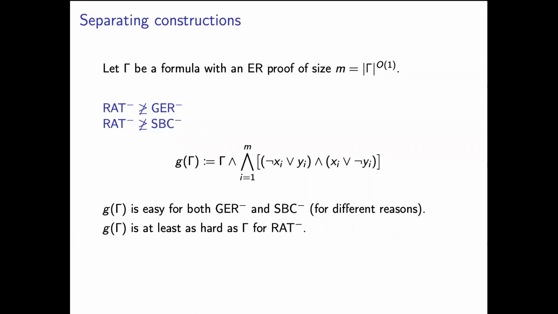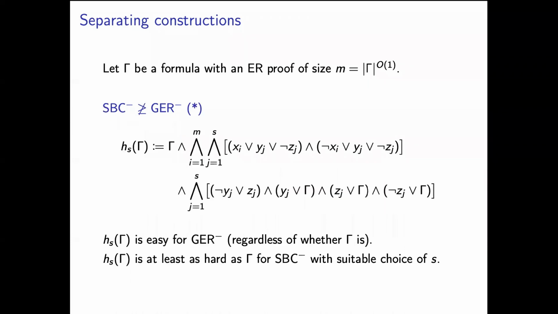So to separate RAT and the other systems in the other direction, you have this gadget. This time two new variables that just say xi if and only if yi. Somehow, the two systems, for different reasons, are able to still simulate the ER proof, but RAT is unable to do anything meaningful with these new variables. And then as the system that you're probing the lower bound against gets more complicated, so do the gadgets.